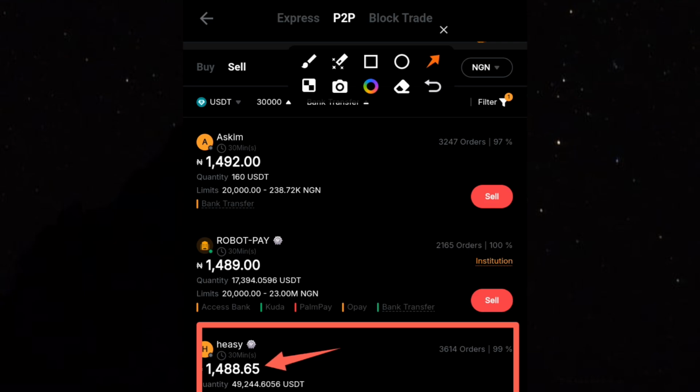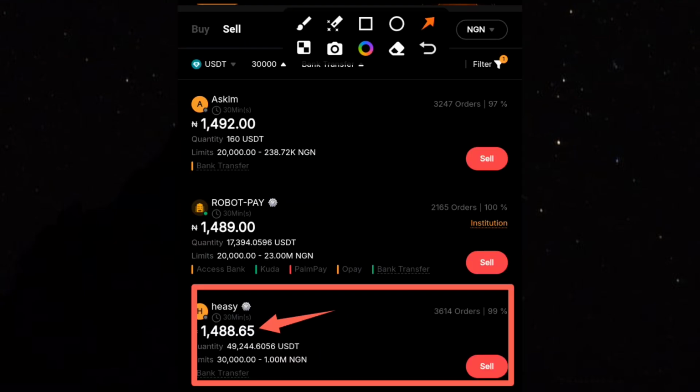As a merchant, you are listening to me now. This is your buying price. Why? When anybody wants to sell their USDT to you, for example, this is you. Your name is Easy. Imagine that this Easy is you. Easy has opened his store. Anybody who wants to sell their USDT can come to Easy's store and click on sell. When they click on sell, they are selling their USDT to Easy, and Easy is paying them 1,488 naira per USDT. So let's say Easy is trading with 500k as his capital.